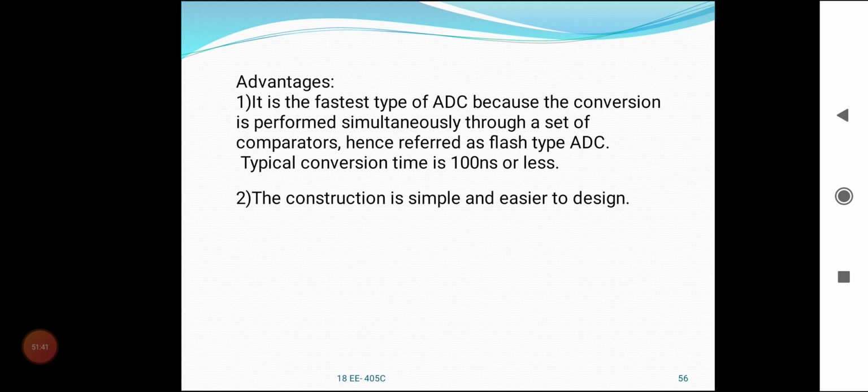Advantages: it is the fastest type of ADC because conversion is performed simultaneously through a set of comparators, hence referred to as a flash type ADC. Typical conversion time is 100 nanoseconds or less. The construction is simple and easier to design.